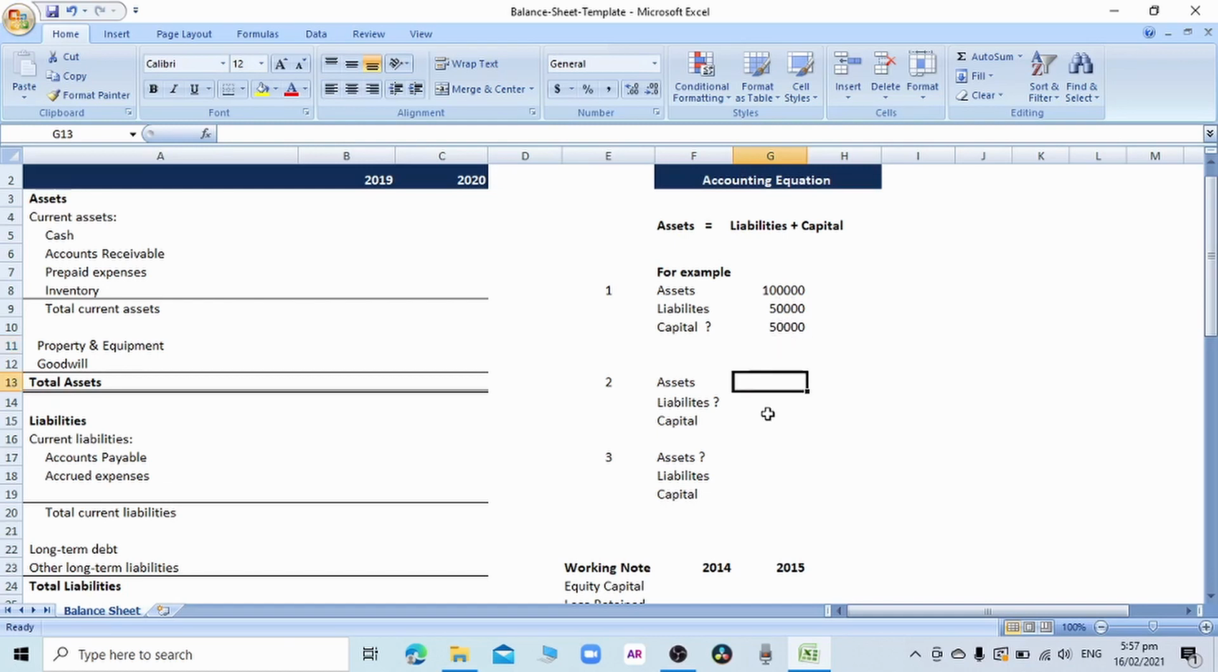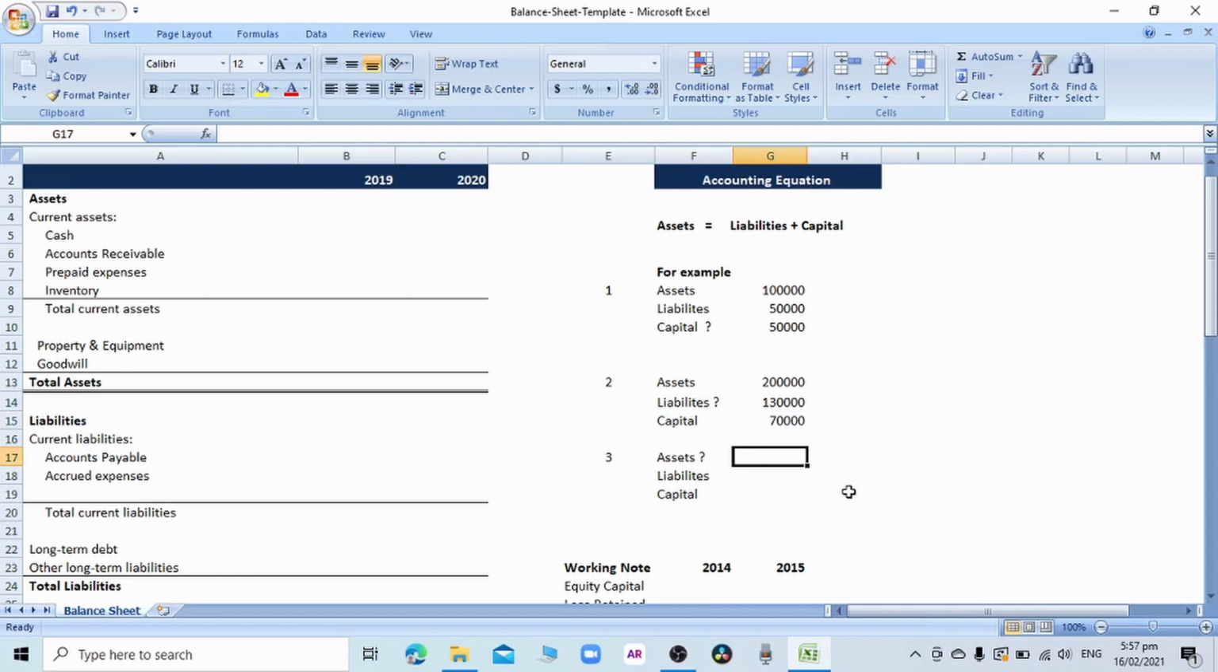And the second one, we can say you have an asset of 200,000, and here you have a capital of however much you want, 70,000. Anything you can take. This is just for practice. So liability is equal to assets minus capital. You will get your liability of 130,000. So if you add up together, you will get your assets.